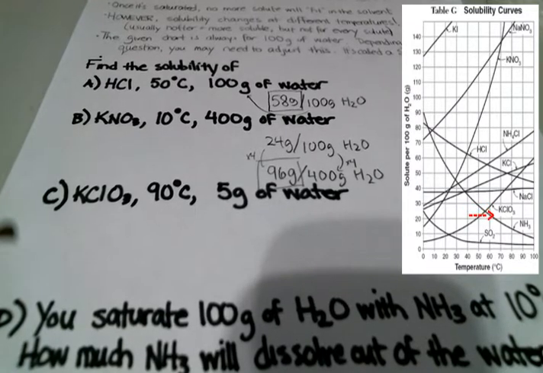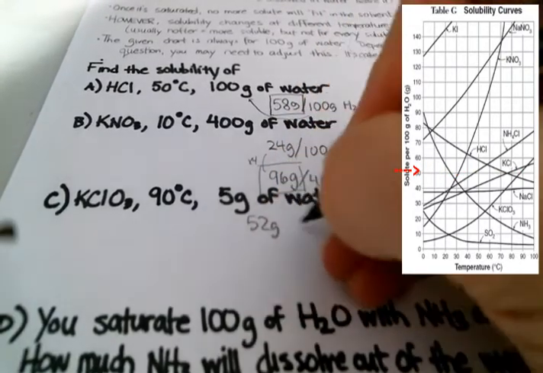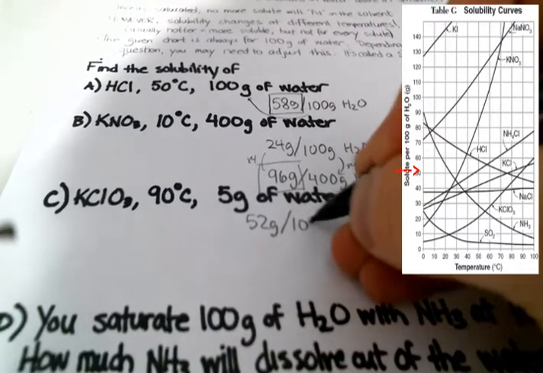Let's see, there's KClO3. We're going to 90 degrees Celsius, so that's near the end of the table. So we'll track that up to the line that we want, and then we'll track it to the left. And it looks like we've got 52 grams dissolvable per 100 grams of water.